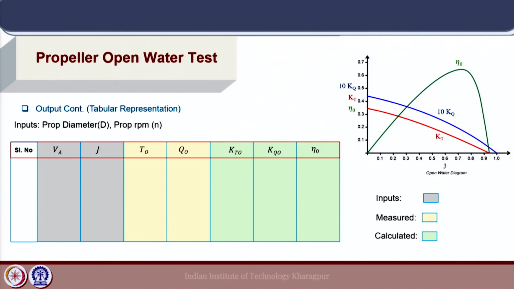So, we have the open water diagram as seen earlier. This is the primary output from the propeller open water test, which is required for ship powering extrapolation. When we do the self propulsion test, we will require the open water diagram to evaluate the wake fraction and relative rotative efficiency, that we will discuss later.